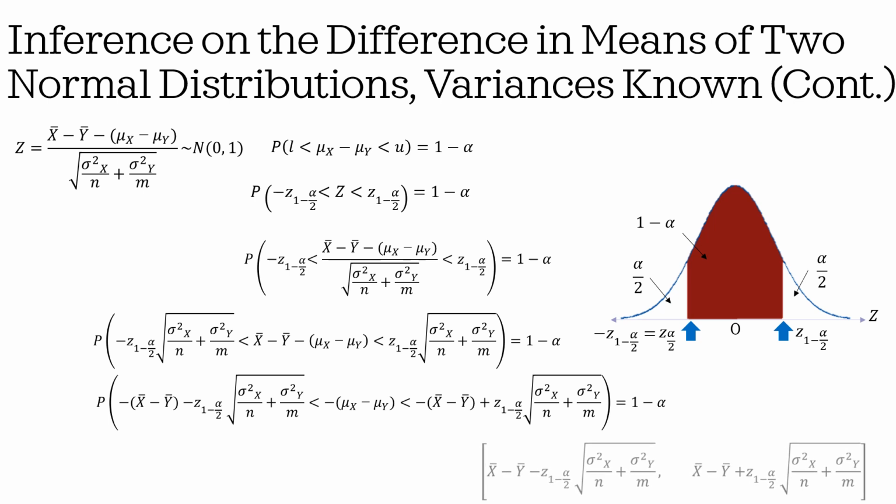The two-sided confidence interval starts from x bar minus y bar minus z value of 1 minus alpha over 2 times square root of sigma square of x over n plus sigma square of y over m to x bar minus y bar plus z value of 1 minus alpha over 2 times square root of sigma square of x over n plus sigma square of y over m.